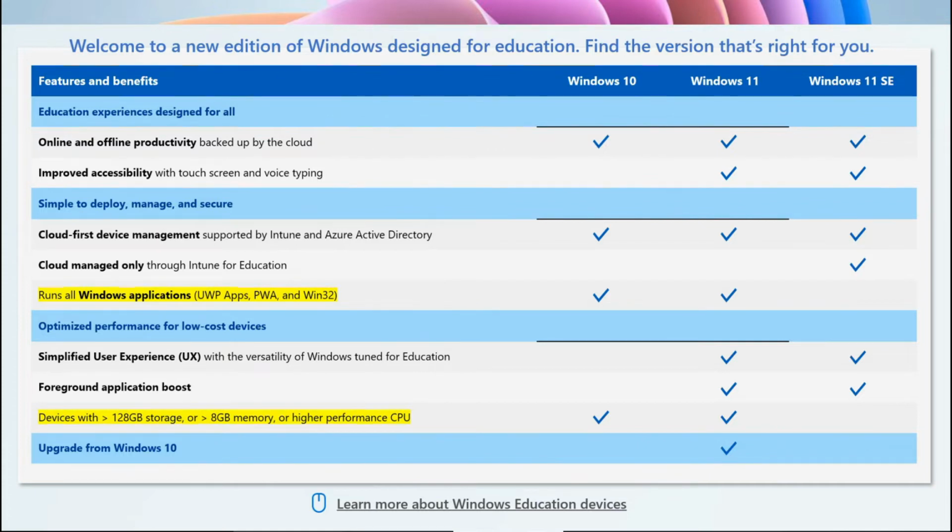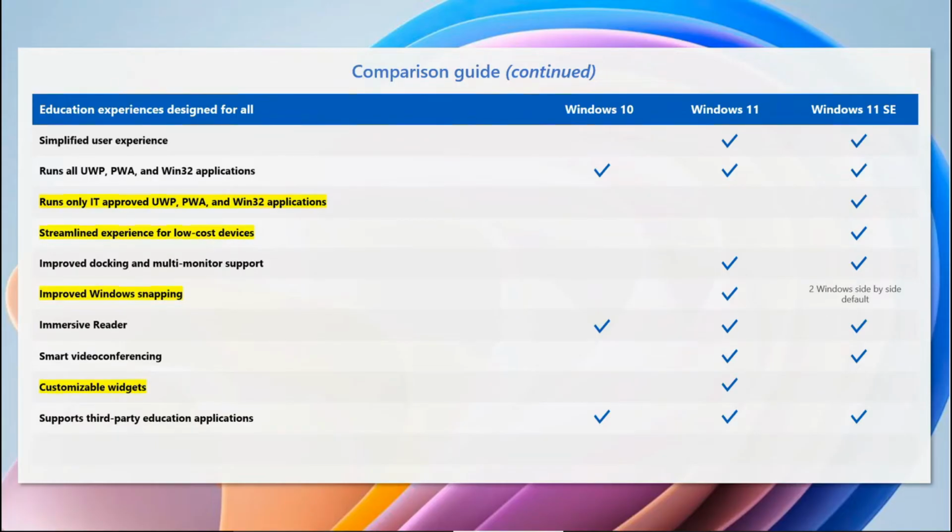From a hardware perspective, devices with greater than 128 gigs of storage or greater than 8 gigs of memory, you won't find any 11 SE devices that have more than 8 gigs of memory or more than 128 gigs of storage. If you need those devices, which you undoubtedly will, you're looking at Windows 11 or Windows 10, depending on who you're purchasing from and what offers they've got. I mentioned the apps, streamlined experience, all of that is there for Windows 11 SE.